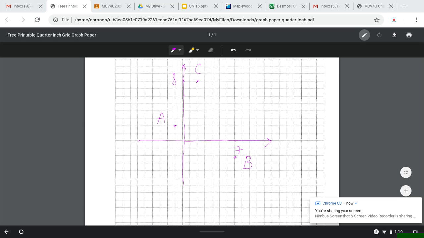So we have 3 points given, point A, C, and B, which I plotted on Cartesian plane now. And the question asks us to find 3 options for the fourth point, so that A, B, C, and the fourth point D complete a parallelogram.